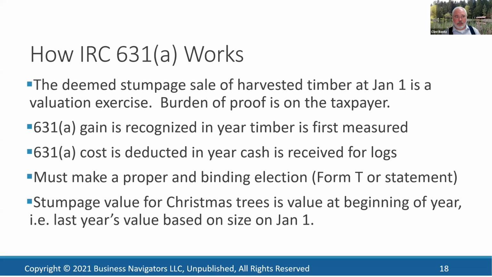So Christmas tree growers, most of them, if they're selling the cut trees, they're using section 631A. If they're selling U-cut, they're using 631B. And you can do both. So it just depends on how you sell them. If you sell a U-cut and you have a lot where you're selling trees, you would have both 631A and 631B on the tax return.